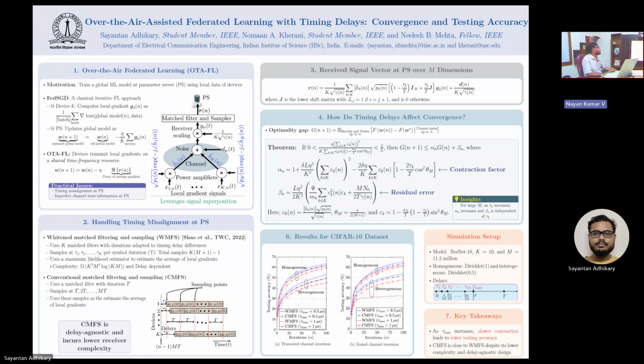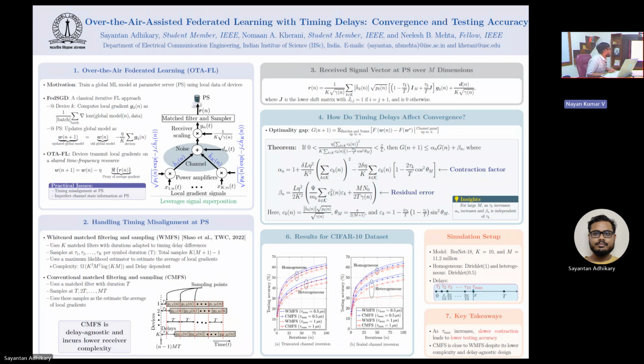The second issue is that you need to estimate the channel at the devices and the parameter server, and this channel estimation can be imperfect. For this talk, we'll be only focusing on timing misalignment at the parameter server. We have a subsequent paper on how to handle imperfect channel state information. Okay, let's come to the main point of the paper.